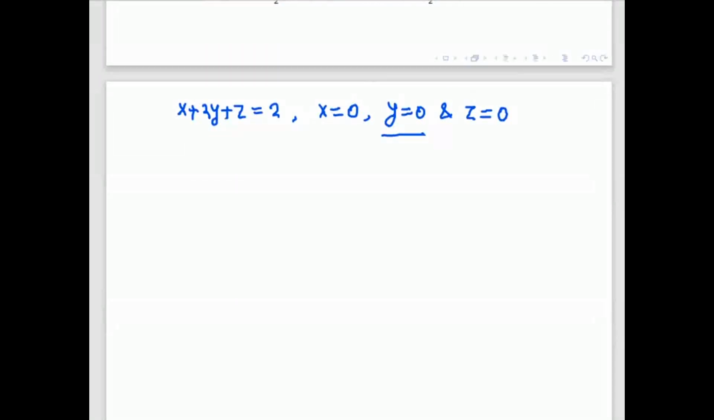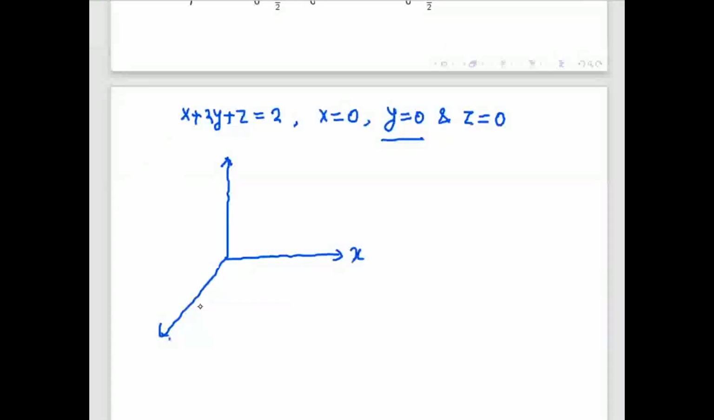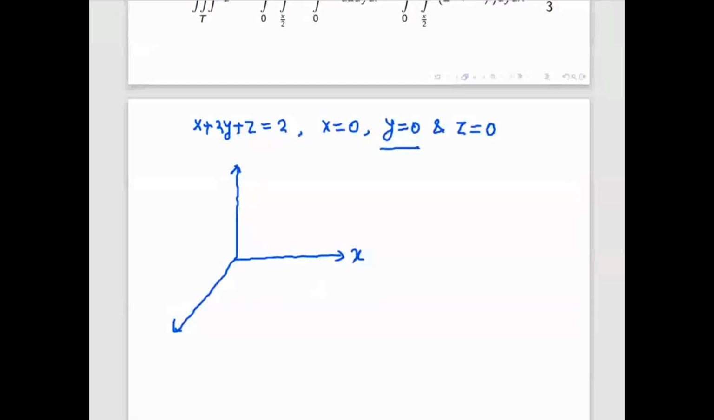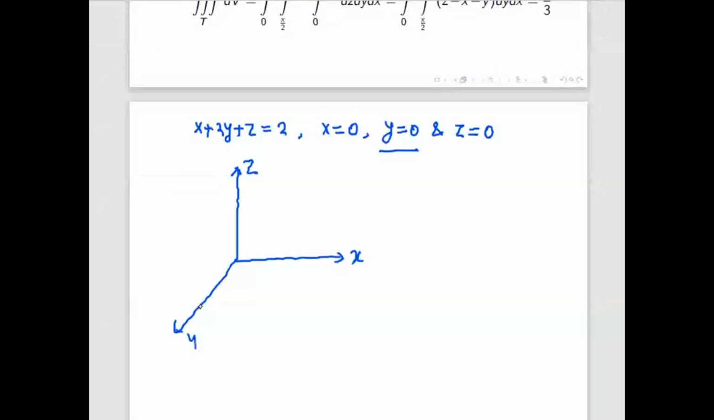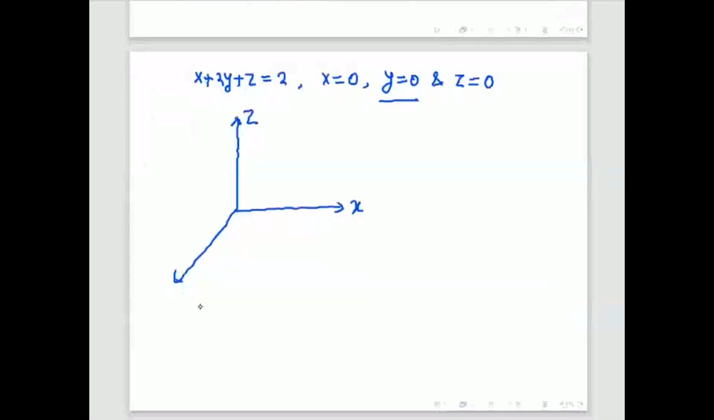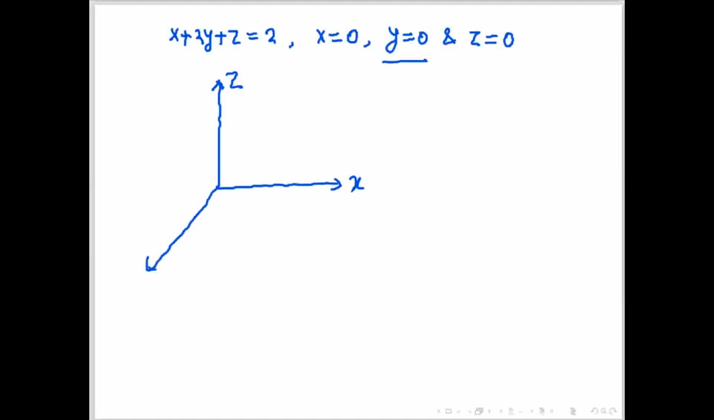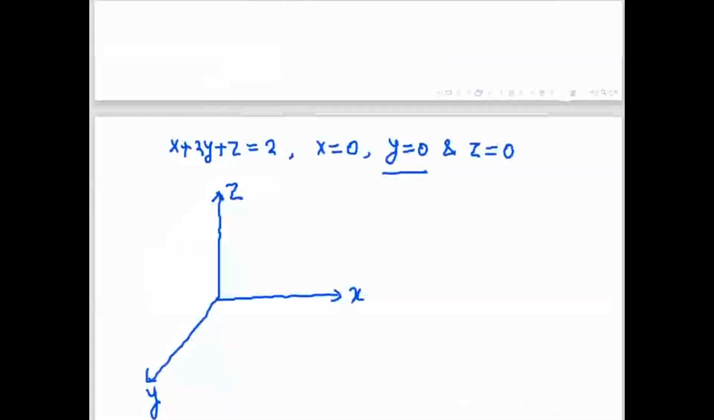So first we'll draw the picture in 3 dimension. So suppose this is x axis, this is y axis, and this is z axis. So these planes x equal to 0, y equal to 0 and z equal to 0 will be this plane. Like x equal to 0 is the yz plane. So instead of example 2, I am solving some different problem, this one. After that I will come to example number 2.